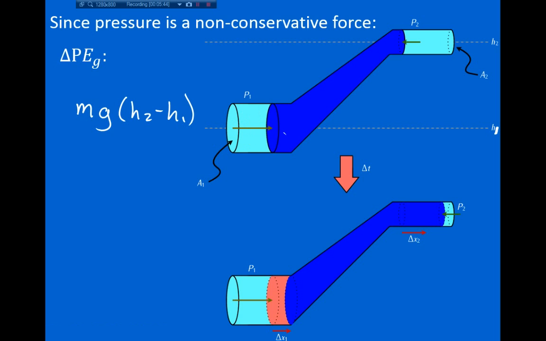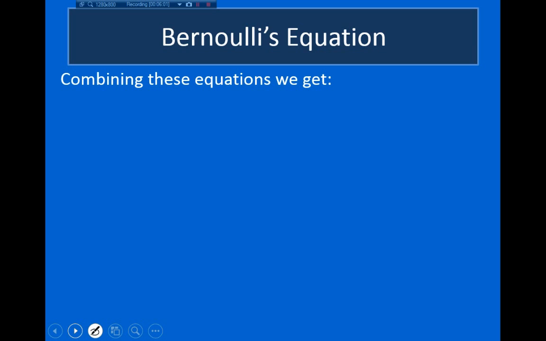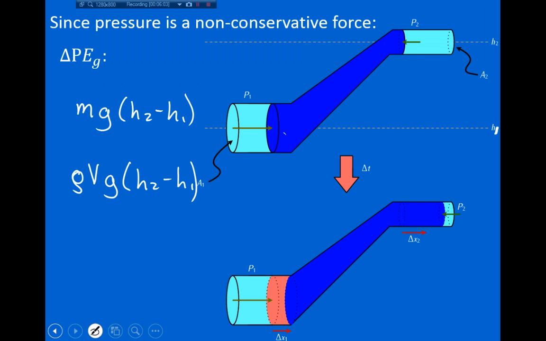So again, I want to rewrite this in terms of the mass density and the volume of water that moved from down here to up here. So that's equal to the mass density of water times the volume of the water that's displaced times g times h2 minus h1.